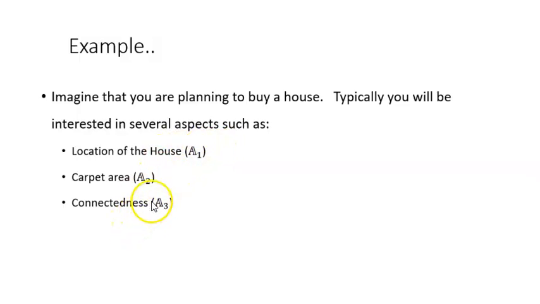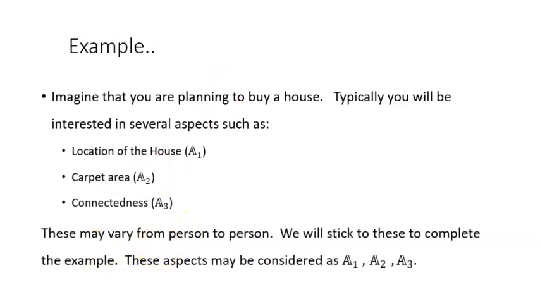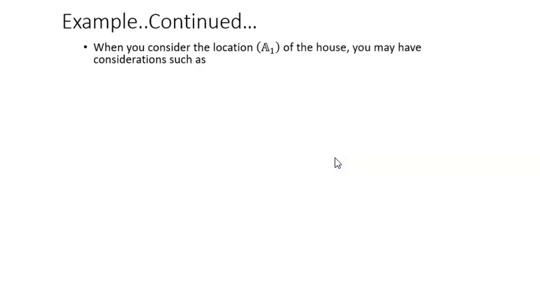I have taken only three considerations and would like to grade the house that I want to buy using only these three attributes. You may note here that these attributes may vary from person to person, but here we will stick only to these three attributes, which we name A1, A2 and A3. We'll try to consider each of these attributes A1, A2, A3 and see what we can do about them.